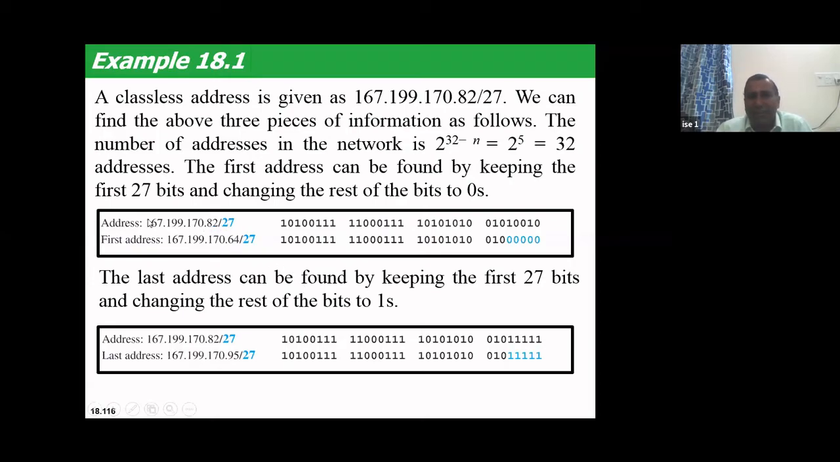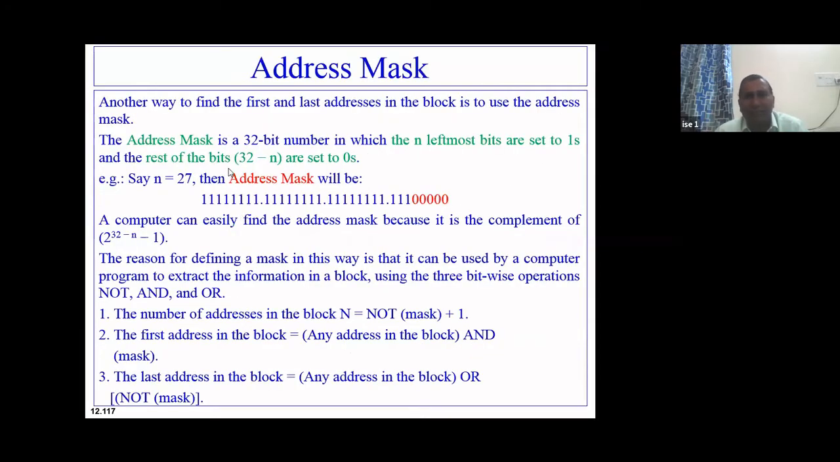So if any address is given to you, you can always find the starting address and the last address of the network. That's the concept. Another method is also there. The concept I told just now is the simplest way of finding the first address and the last address.